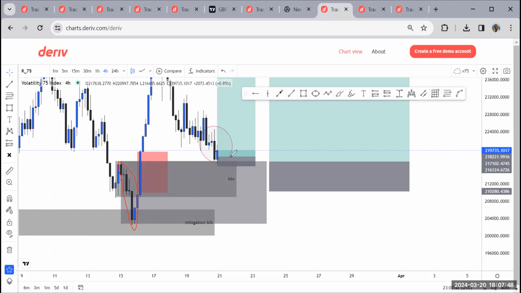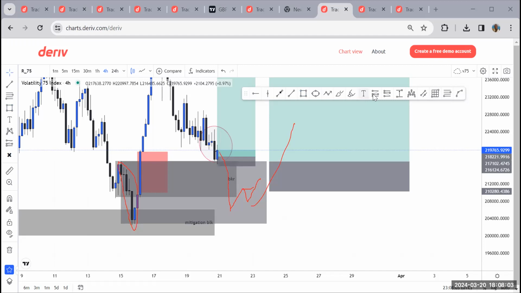So you can even decide to drop deep. But once we get the market structure shifts on the lower time frame, we'll buy. On a lower time frame, we will just buy, no matter how deep it drops.